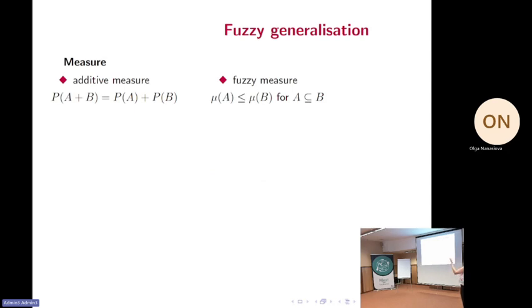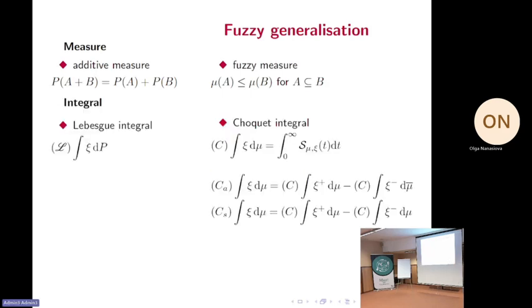So easing the additivity condition to monotonicity. That means that we will need to change the original Lebesgue integral to Choquet integral. And since the entropy has a logarithm in the formula, we need not only Choquet integral for non-negative functions, but extended Choquet integral, so asymmetric and symmetric Choquet integrals.